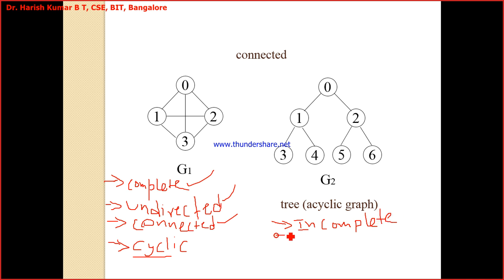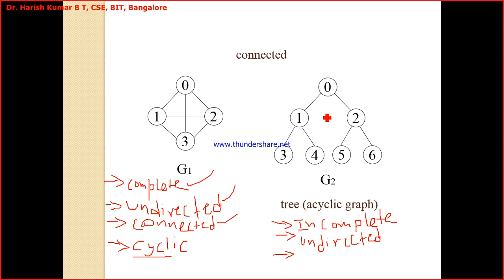Incomplete. Why is it incomplete? Because from every node we don't have a direct path to every other node. And next, what is this? It is undirected, no doubt. Undirected.